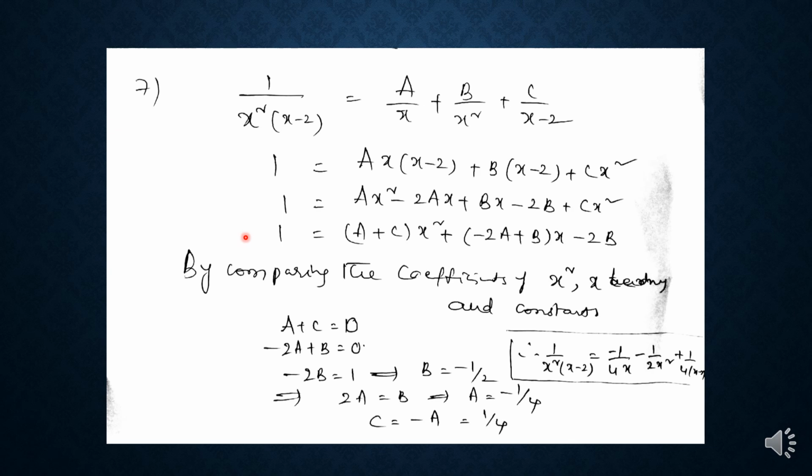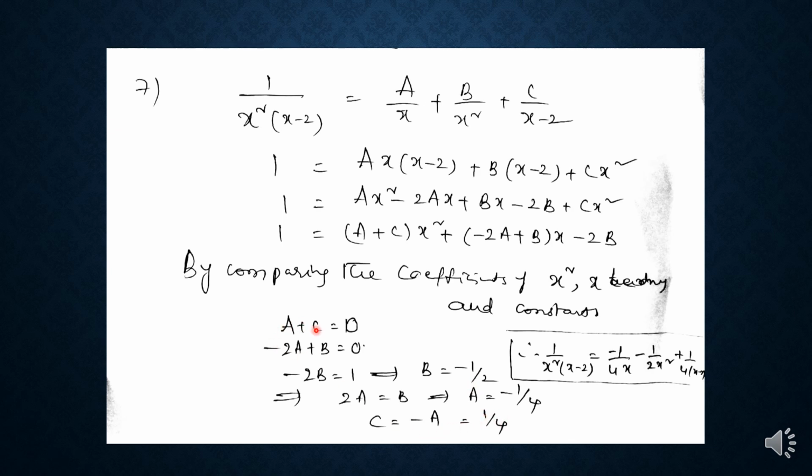So, the coefficient of x term is 0. So, that is minus 2a plus b is equal to 0. Finally, the constant on the right hand side is minus 2b and on the left hand side is 1. By equating these two, we get minus 2b is equal to 1, so b is equal to minus 1 by 2. Now substituting the value of b in the second equation, we will get 2a is equal to b, that is a is equal to b by 2, that is minus 1 by 4.